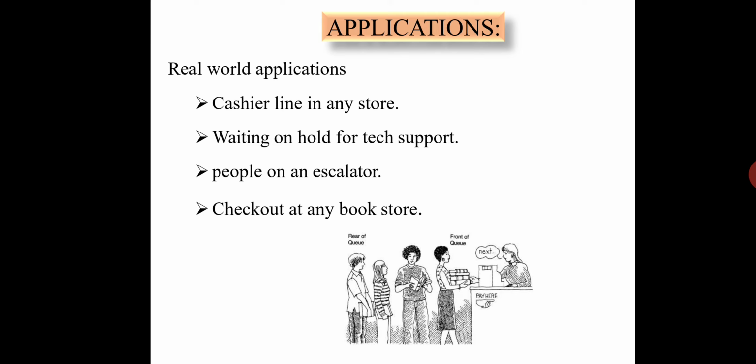Then come to the applications. The real world application, the cashier line. For example, when you pay the bills in the store. See, cashier line in any store, waiting on hold for the tech support, people checking out at any bookstore. See, these are the real-time applications. Either you can go to any temple, or for a movie ticket, or for a railway ticket. All these are the real-world applications.